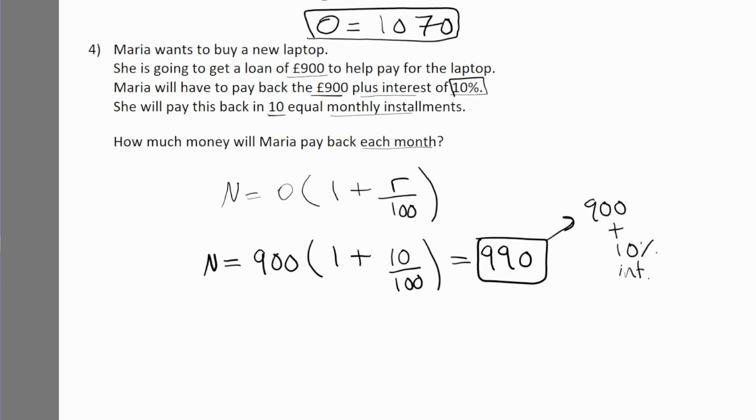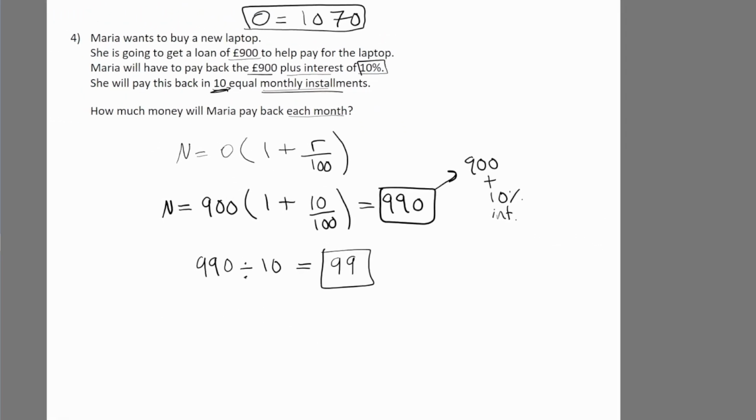Okay. So now that we know she's going to pay it back in 10 equal monthly installments, we can just go ahead and divide. So 990 divided by 10. I miswrote this. You get 99 pounds. This is the amount she's going to pay each month for 10 months. Moving on.